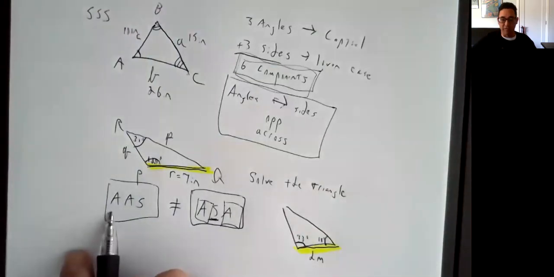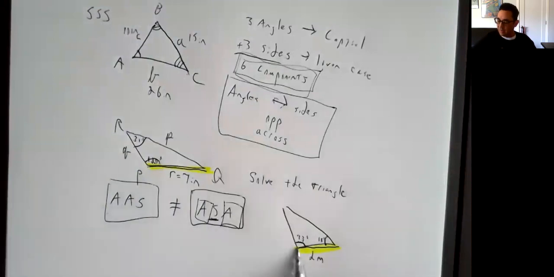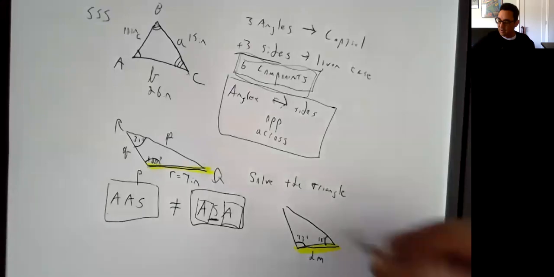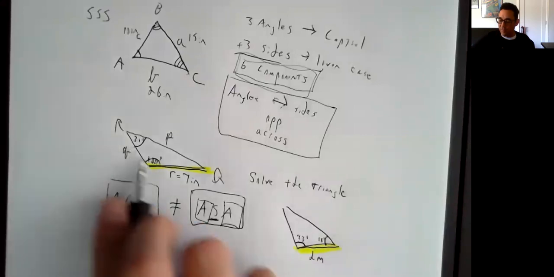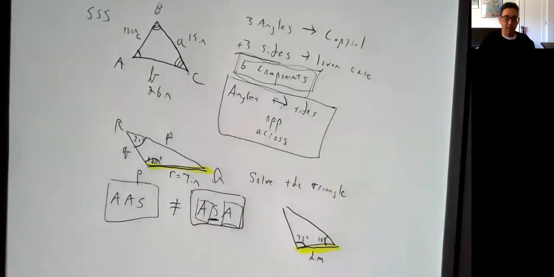It's kind of off on its own. That's why this is an angle, angle, side, and this one is an angle, side, angle, meaning the side is literally between or touching both angles. This means only one side and angle touch, and the other angle is kind of off on its own.